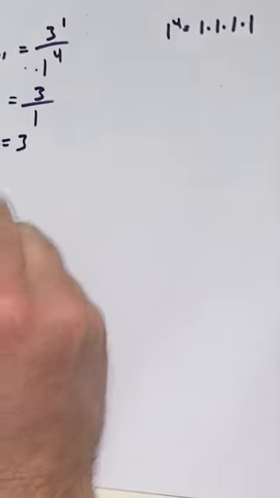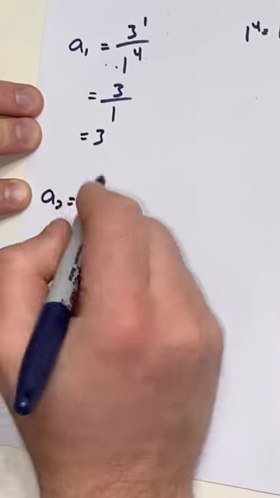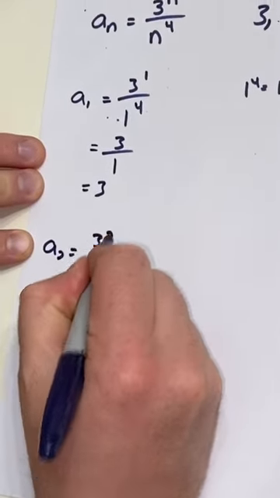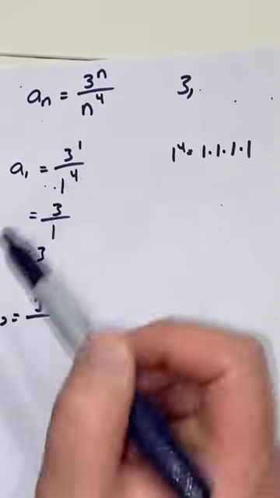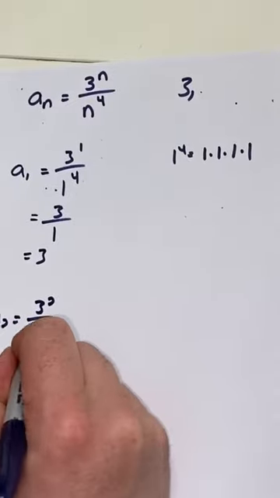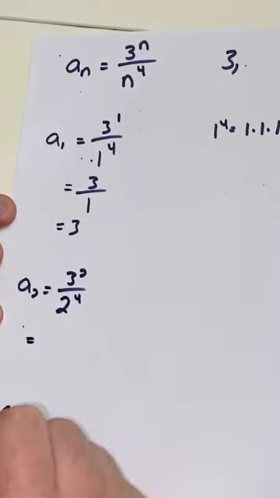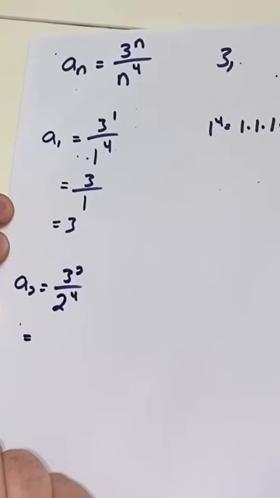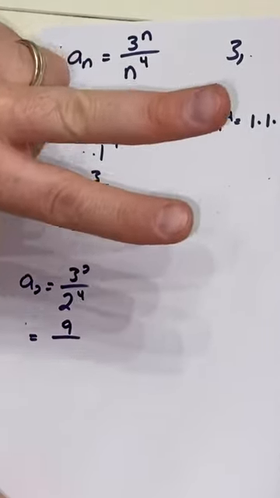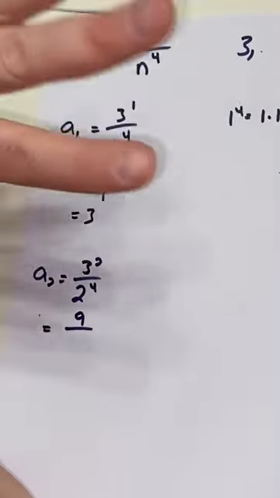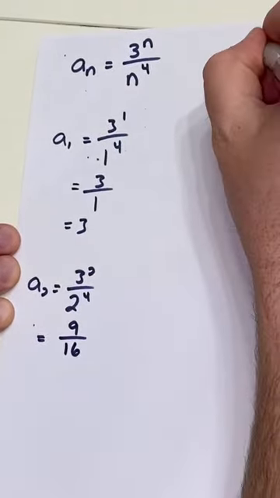Now I'm going to do the next one with n equals 2. So my 3 to the power of n just becomes 3 squared over 2 to the power of 4. So 3 squared is 3 times 3, 9. Then I got 2 times 2 is 4, times 2 is 8, times 2 is 16. So my next term is 9/16.